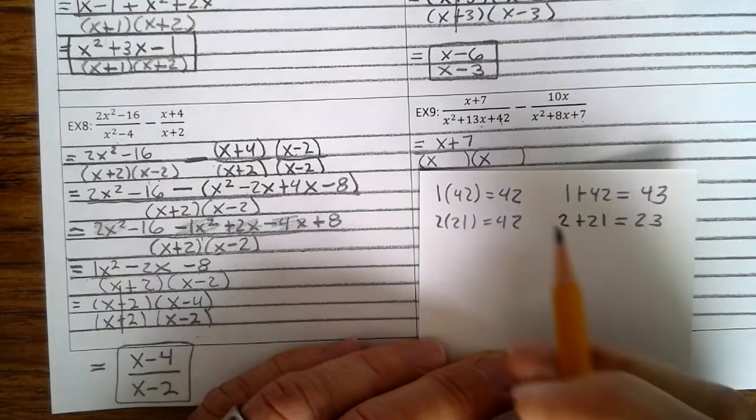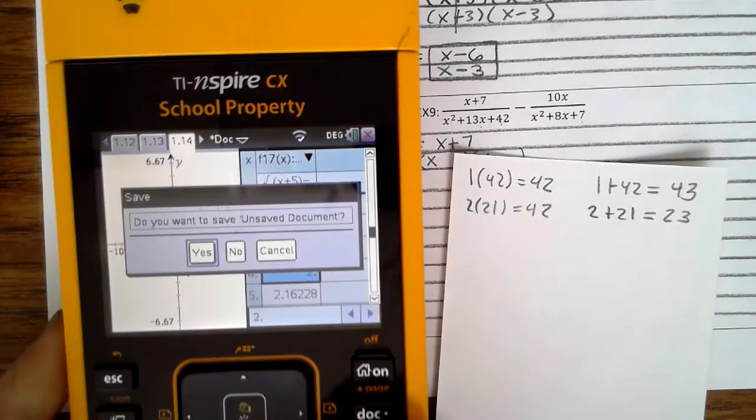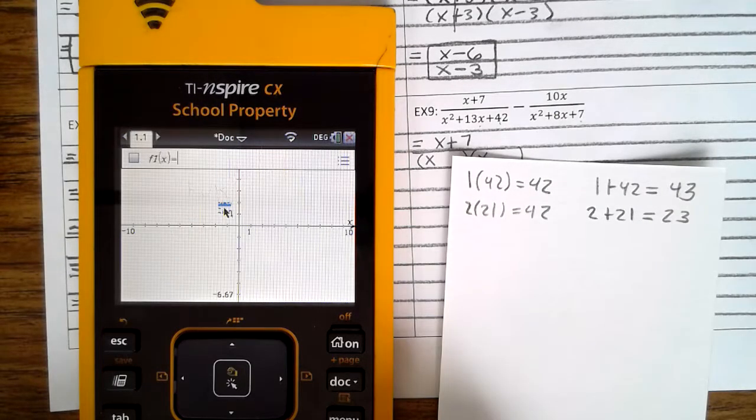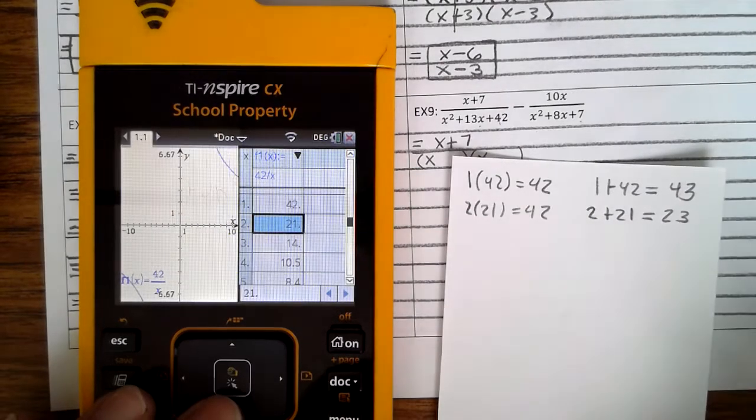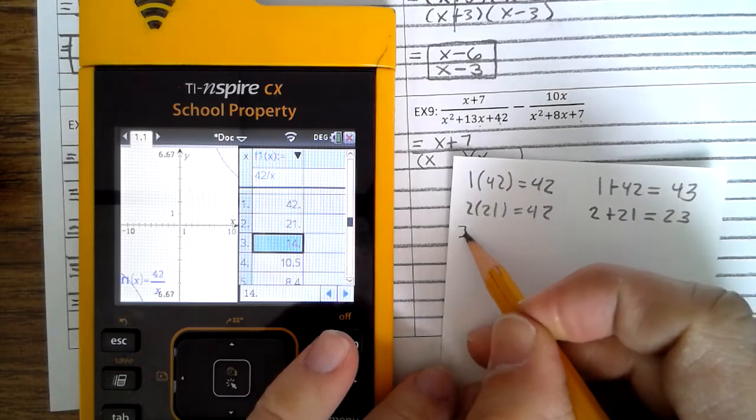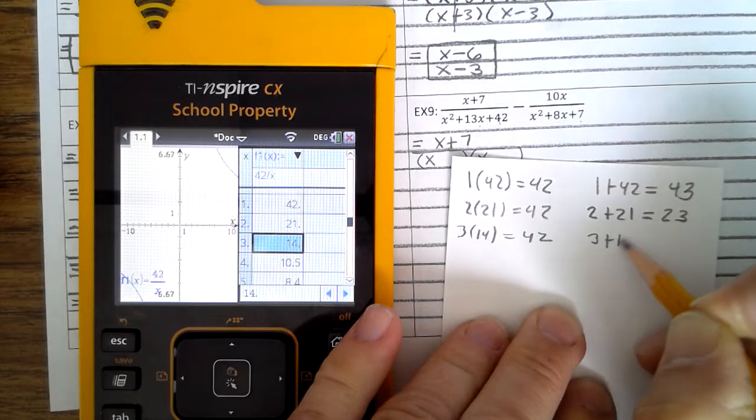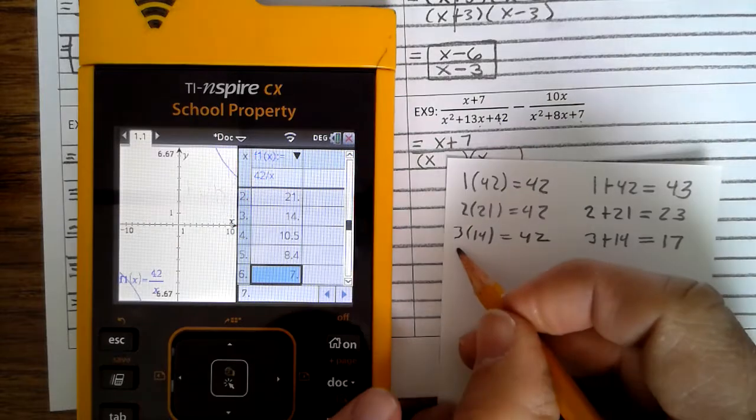Now, when I need to find factors, this is what I do. I go to New Document, Add Graph, and I'm going to do 42 divided by X, Enter, Control T, and 3 does work. So 3 times 14 is 42. 3 plus 14 is 17. That didn't work. So now 4 doesn't work, 5 doesn't work, 6 works. So 6 times 7 is 42. And 6 plus 7 is 13. There's our factors. So x plus 6, x plus 7.